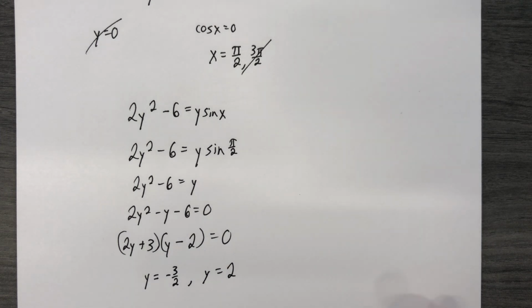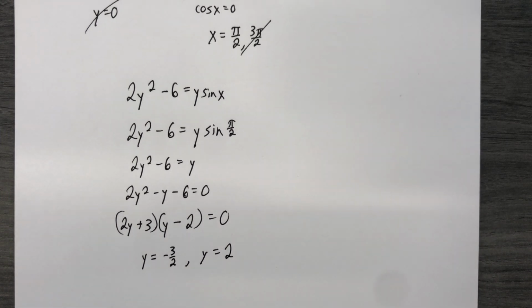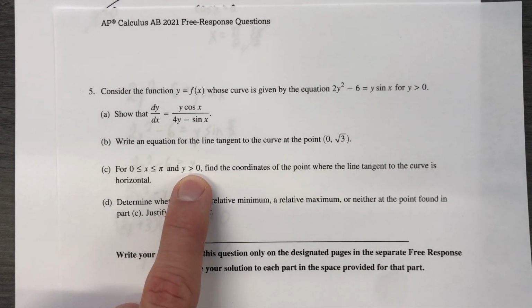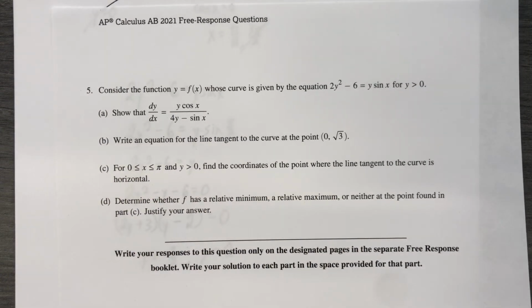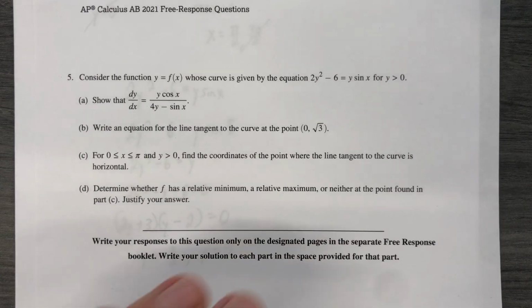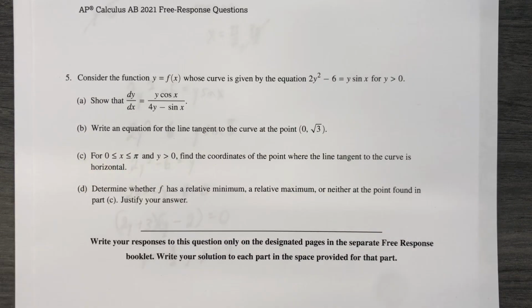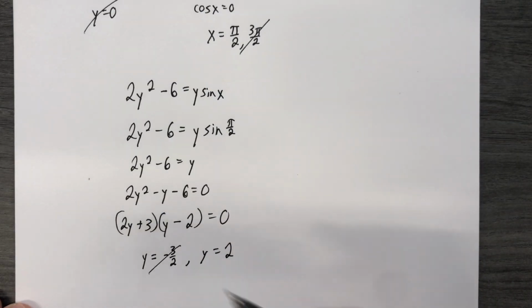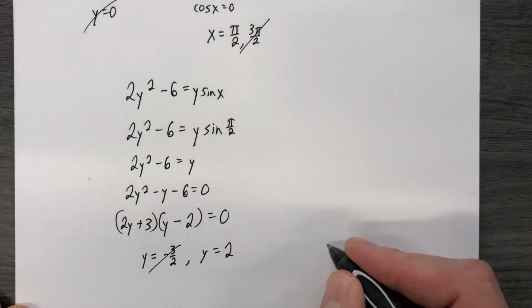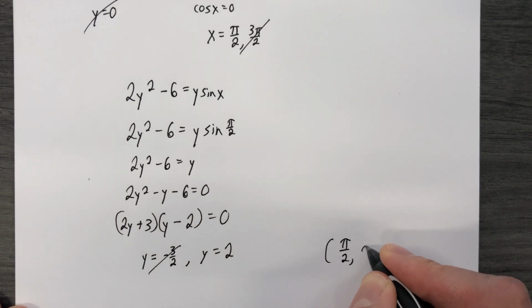All right, wait a minute now. We're only allowed to have one coordinate, so which one is it? I'm glad you asked. y has to be greater than 0. It's good to know the conditions they give you. It's easy to be hunting for the question and ignore the conditions they give you, so be careful with that. So that y can't happen. Final answer, pi over 2, comma 2.